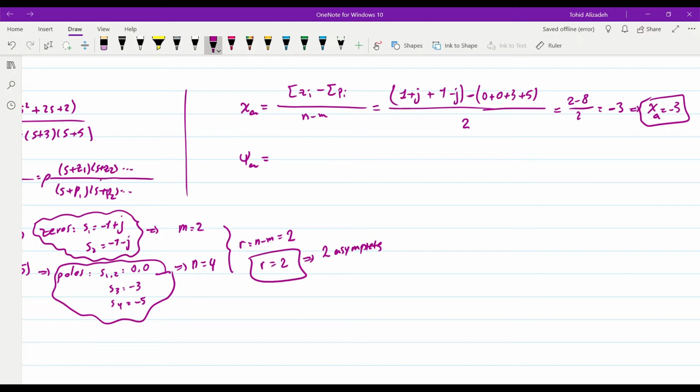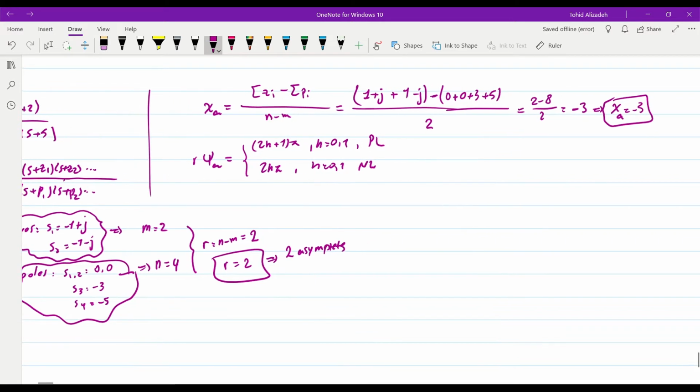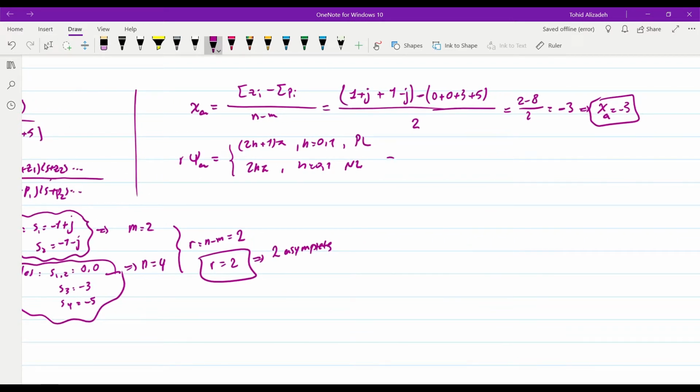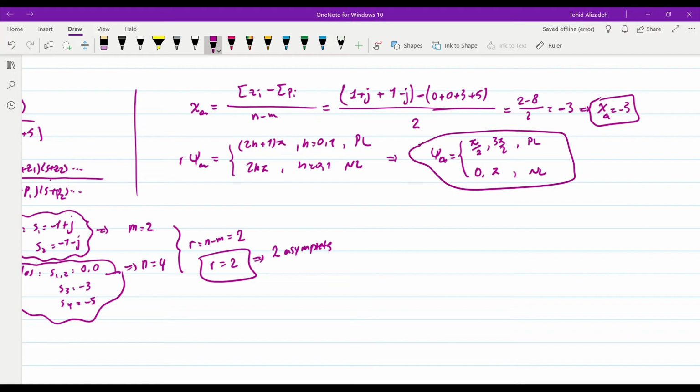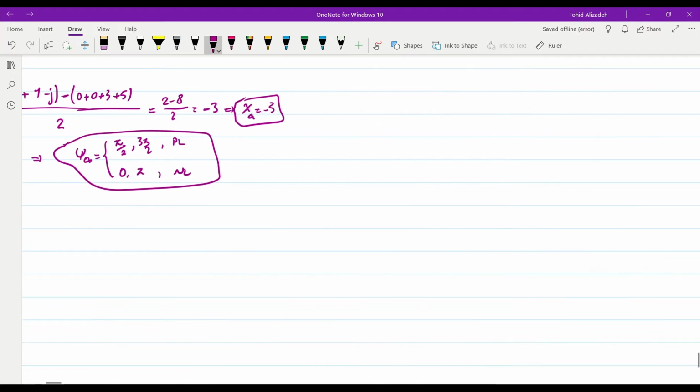For the angle of the asymptotes with the real axis, we will have R times theta_A equal to (2h plus 1) times pi or 2h pi, where h will be equal to 0 and 1 for the positive locus and negative locus. And we know that R is equal to 2, therefore theta_A will be equal to, if I replace h with 0 and 1, pi over 2 and 3 pi over 2 for the positive locus, 0 and pi for the negative locus. So we have all the details regarding the asymptotes now.